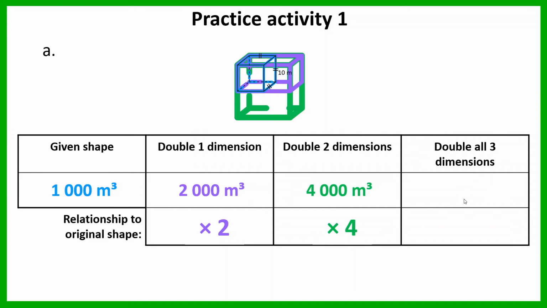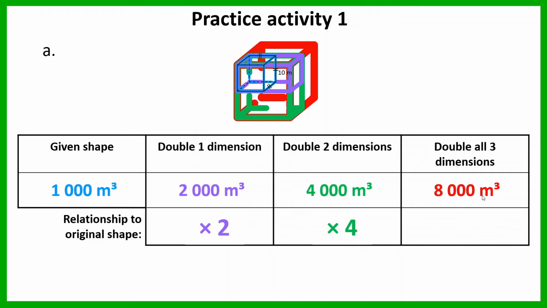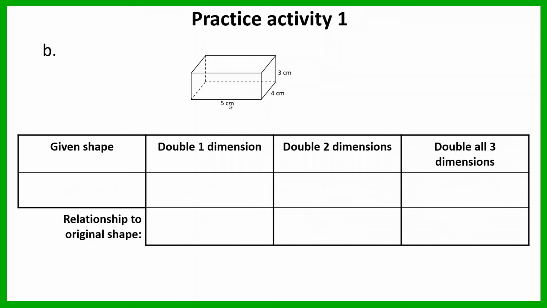And then if I double all three dimensions, it's going to look something like this. So I've got 20 times 20 times 20, and that gives me 8,000 meters cubed. And the relationship between the original volume and the new volume is that I have to multiply by 8. Okay, now you're going to do the same thing for this next object. I'm going to give you 1 minute for this one as well.